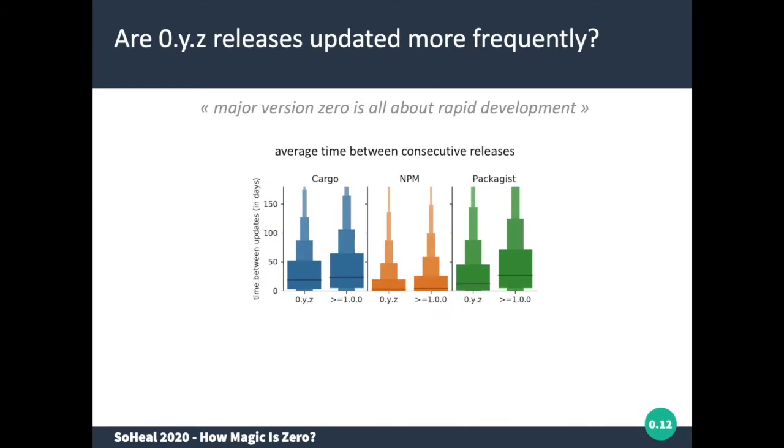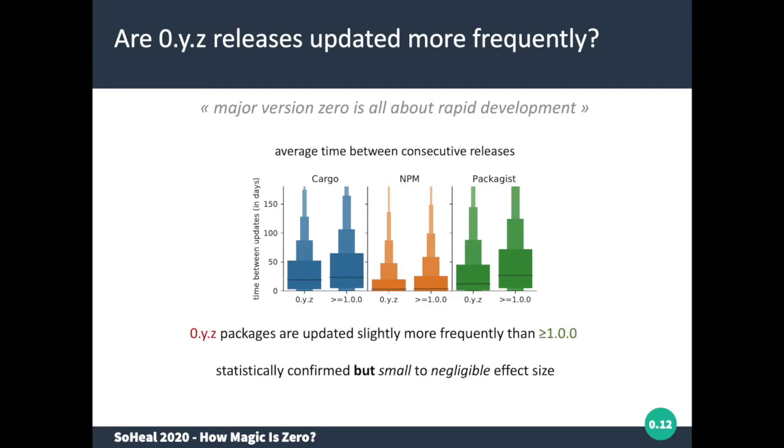The next question was about the frequency at which packages in the 0 version range are updated. If we assume that major version 0 is all about rapid development, one would expect that packages in the 0 version range would be updated more frequently than the packages that are in the version range 1 or higher. These boxplots show the difference for the 3 considered ecosystems in the time it takes in days between consecutive updates for the 0 version range and the version range higher than 1. And basically we cannot really observe a big difference between them.